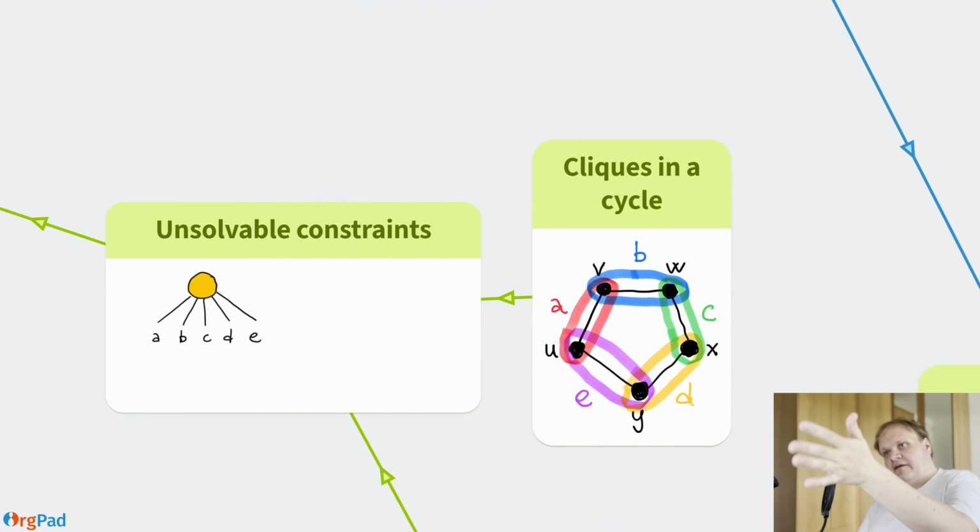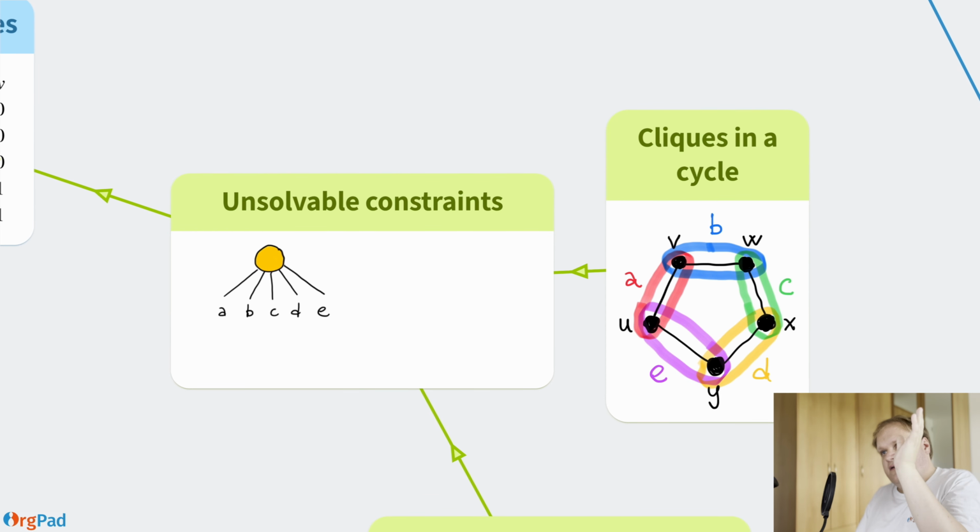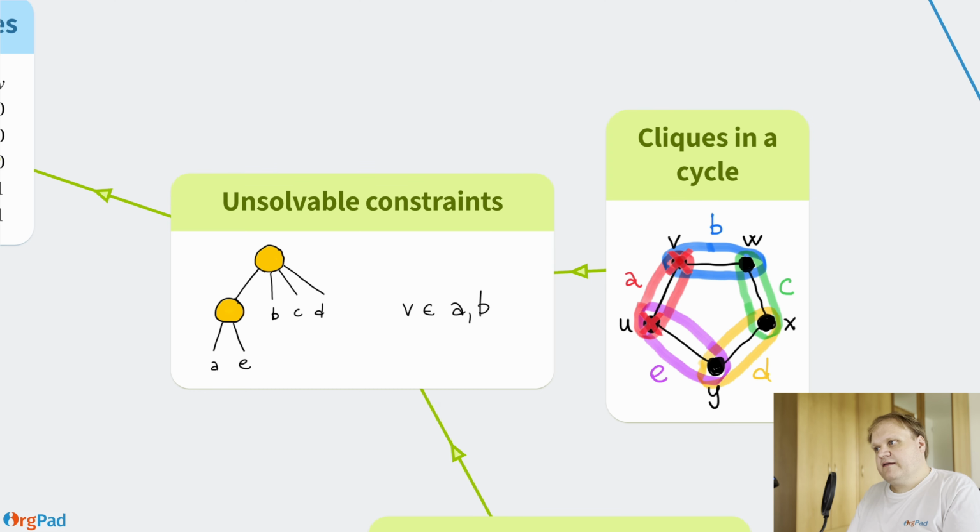Let's take a look at the 5-cycle, which we already know is not an interval graph, so the constraints are unsolvable. So we again start with a single P node with all the 5 cliques, because there are no constraints yet. Now we will add them one by one. So we start with U, which appears in A and E. Okay, so they're moved together to a common P node. Then another vertex is considered, V, in A and B. So A and B are put together, so we have to build a Q node here.